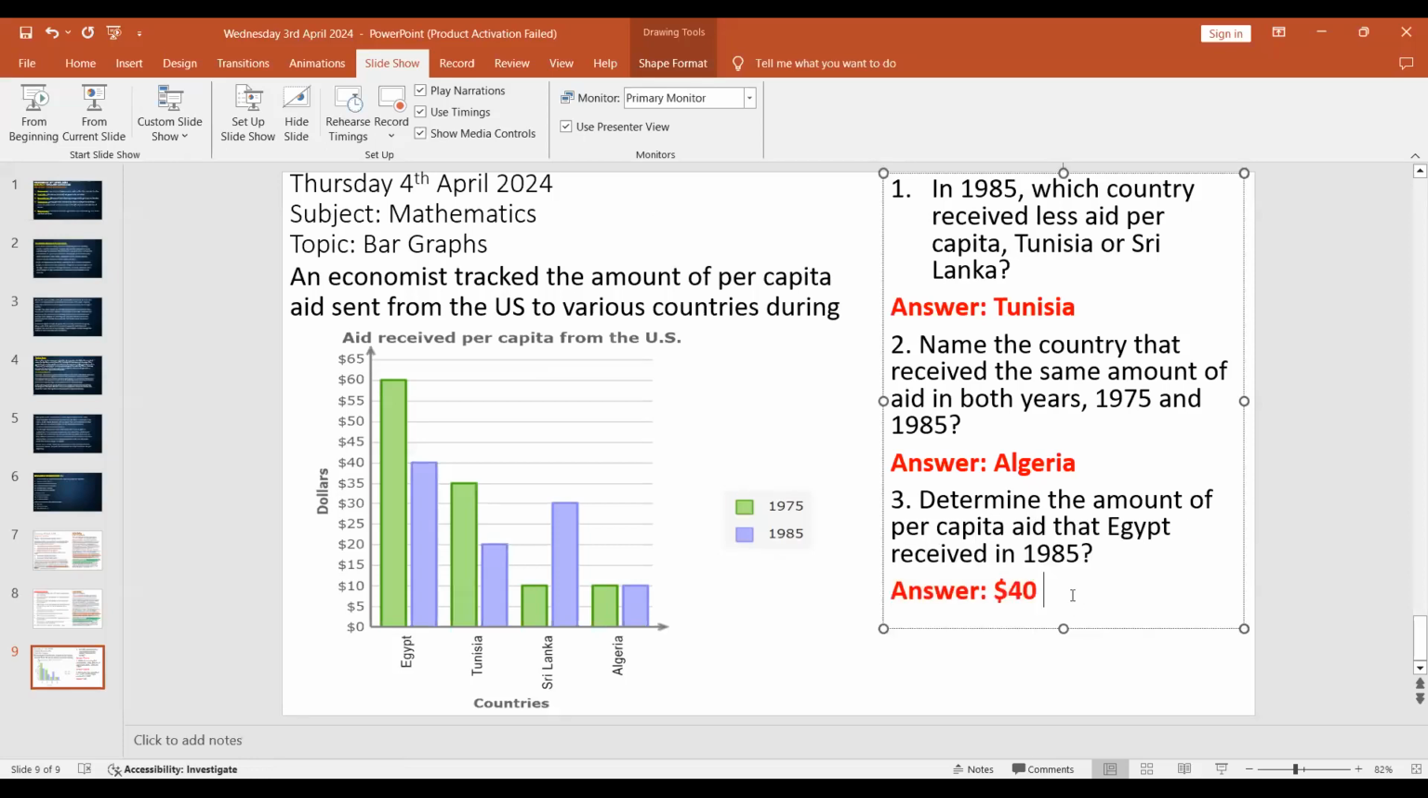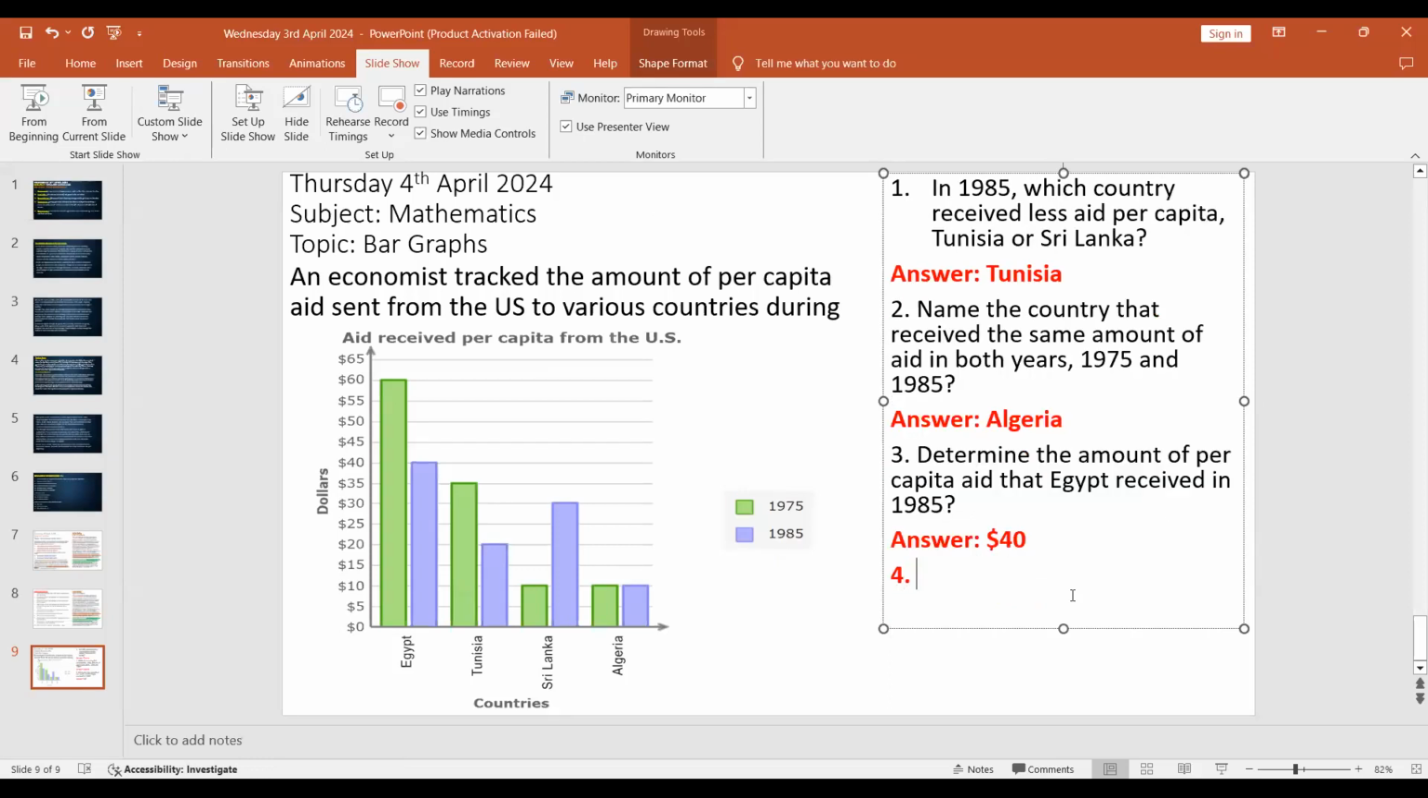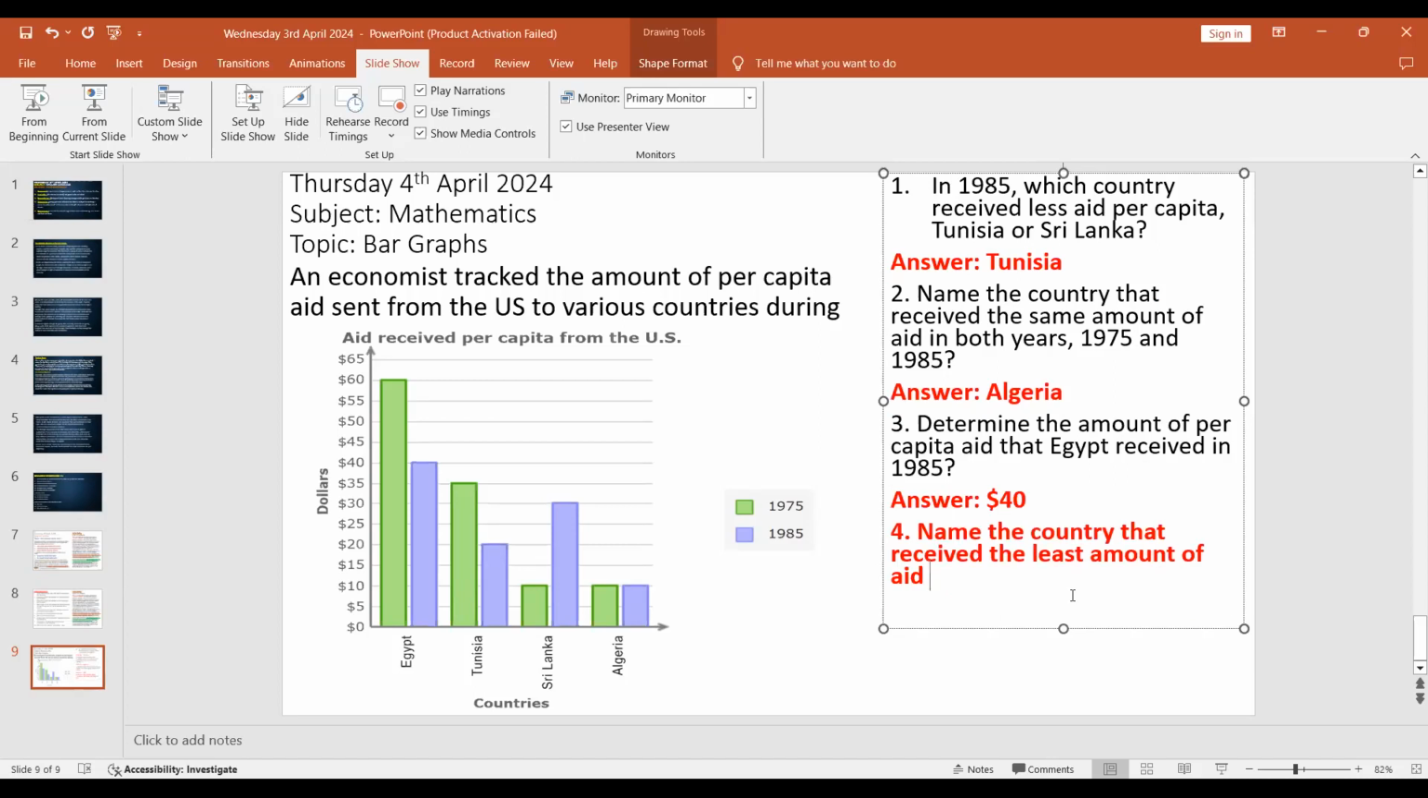And the final question, question number 4, is going to be: name the country that obtained or that received the least amount of aid in 1985 from the US.